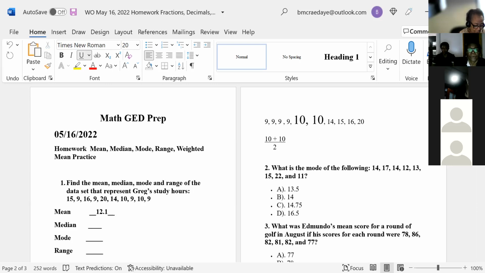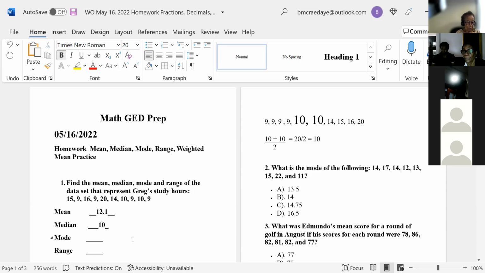Okay, very good. All right, so this is equal to 10 plus 10 is 20. And 20 divided by 2 equals what, Mercedes? 10. Right. So our median is 10. So let's put it over here. Did you get that, Maureen?